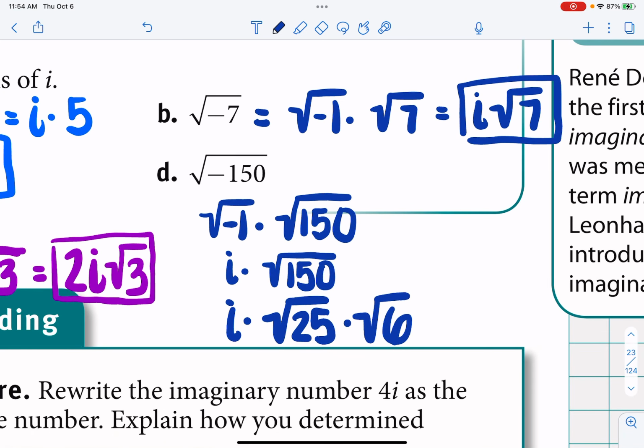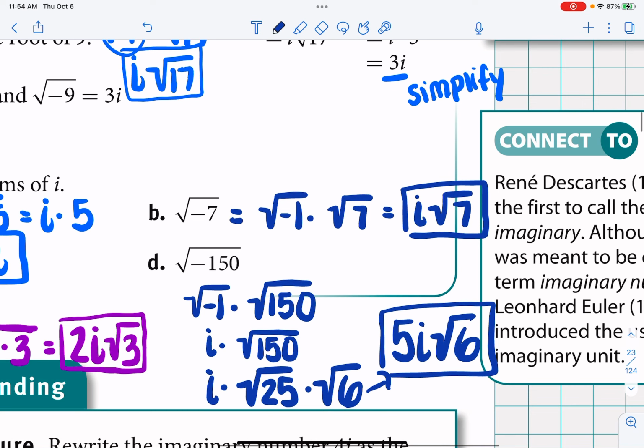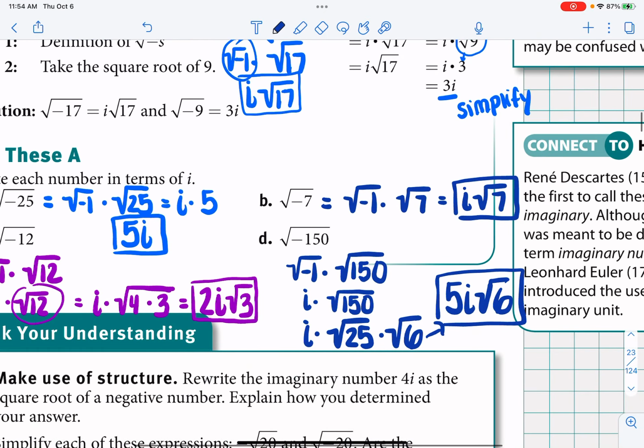Square root of 25 is 5, so I can pull that number outside in front of the i, times the square root of 6, and that would be your final answer. So just make sure you're refreshing on your perfect squares, so 1, 4, 9, 16, 25, and so forth, so that you're able to do this.